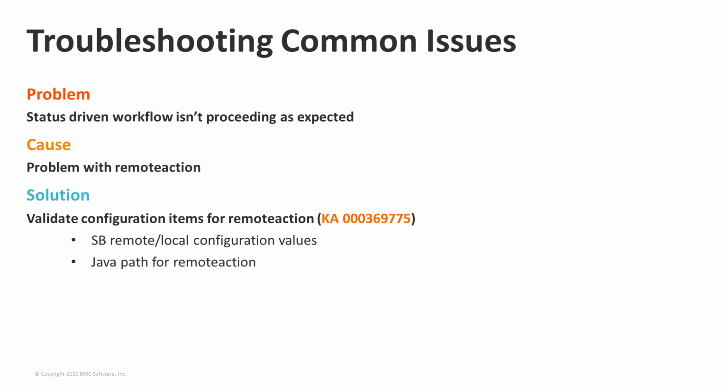All right, for our first troubleshooting issue, we're going to have a scenario where we've got a status-driven workflow that's not proceeding as expected. And that's normally a problem with remote action. And we have a KA out there on this as well that has some steps to troubleshoot. And usually this is an issue with the SB remote or local configuration values, or it could be an issue with one of the Java path entries in the remote action files that exist on the catalog box or the ITSM box. So let's take a look at a quick demo of this.